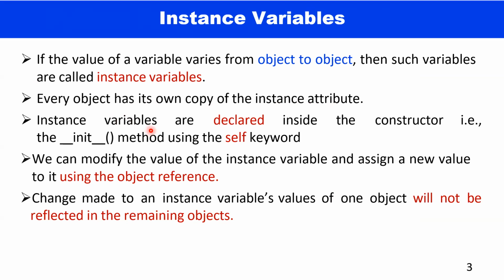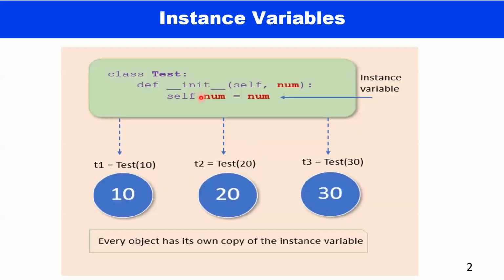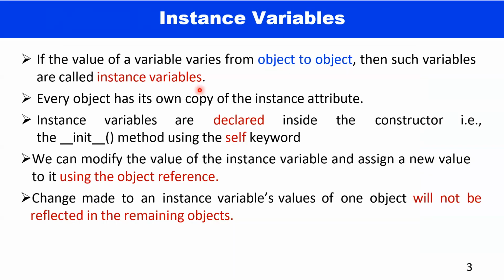Instance variables are declared inside the constructor, that is, within the init method, using the self keyword. In the previous example we have seen self.num equal to num. This is the way instance variables are created: by using the self keyword and within the constructor init. So instance variables are declared inside the constructor, the init method, using the self keyword.